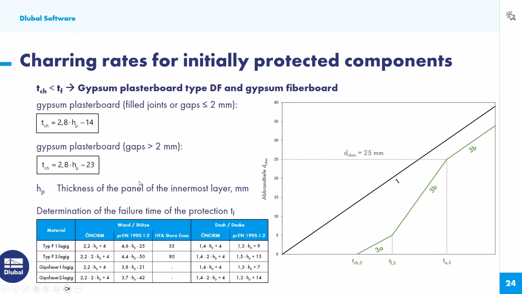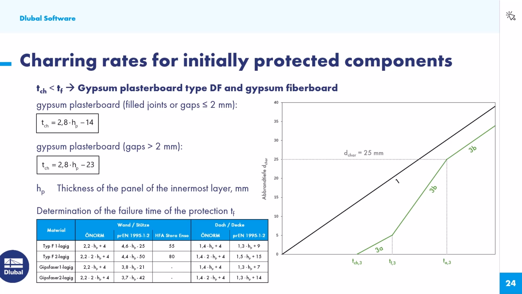It is different here when TF becomes higher than T charring. That's the case for gypsum plasterboards type F and gypsum fiberboards. Same equation like for the other slides, so I don't spend time on this. But yeah, the big unknown is this time here, so the time of the failure of the protection. And Eurocode 5 does not say anything about it. Okay, it says something in Annex C, to get the values from tests.